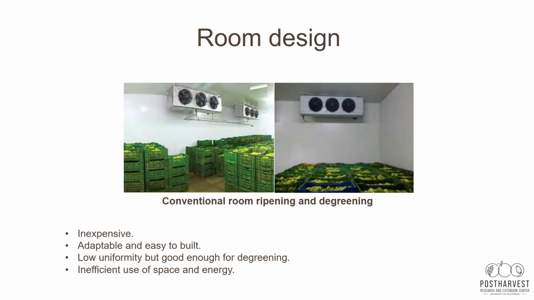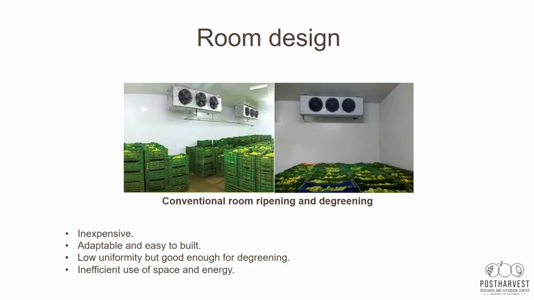The problem is that, as you can imagine, in some cases some of the pallets might be exposed to higher levels of ethylene, and the air distribution is probably not as uniform. Therefore, you get low uniformity of ripening, but even so, you typically achieve enough for degreening of citrus. So this type of conventional room is typically used for citrus degreening. And of course, it's an open space, and there are significant losses of not only space but also energy, with higher energy consumption, and so on.